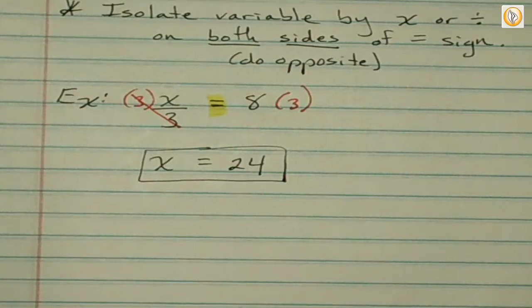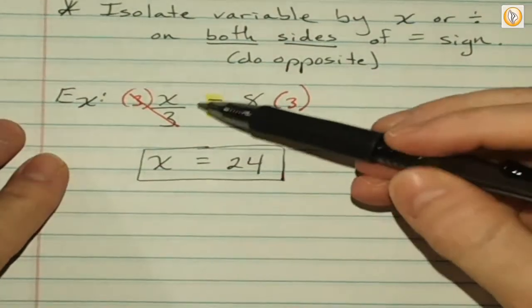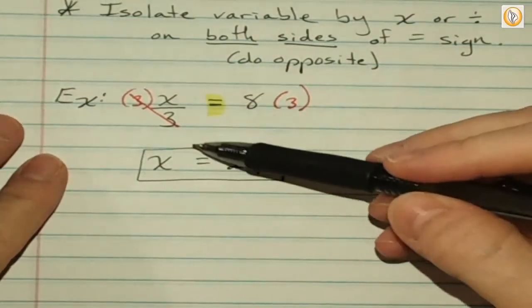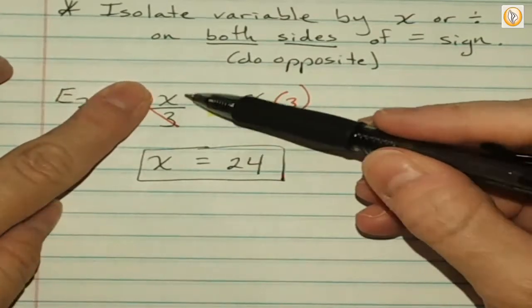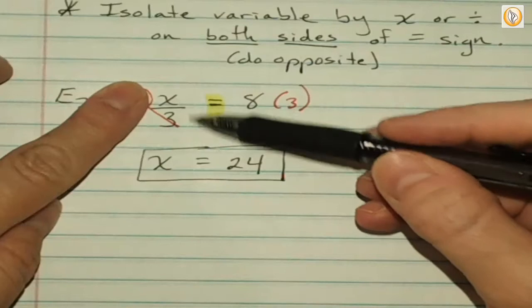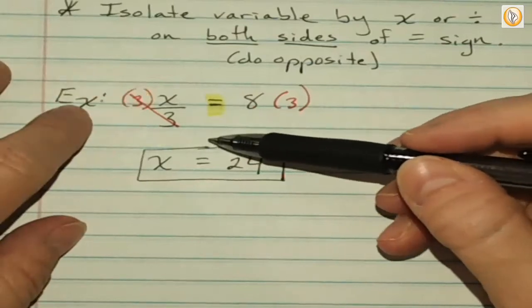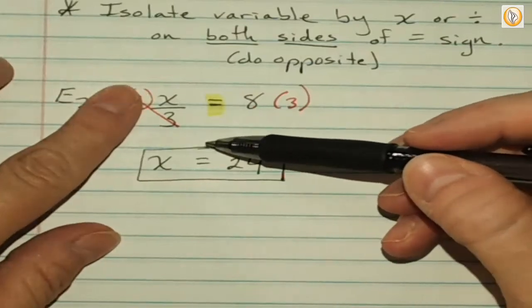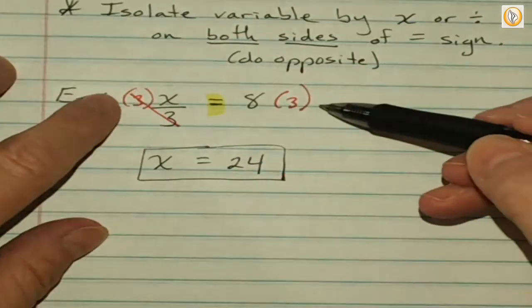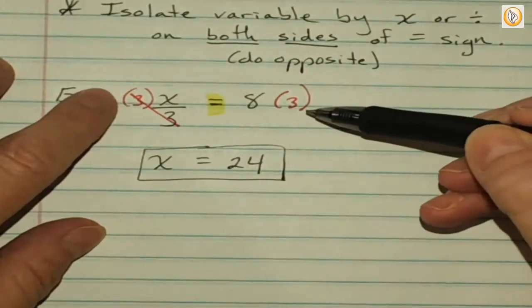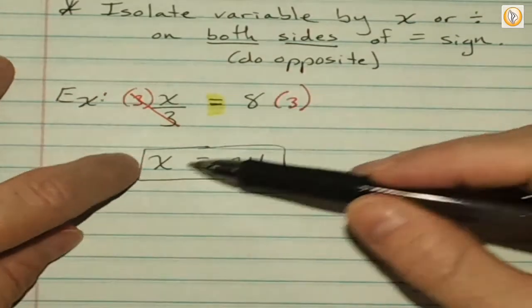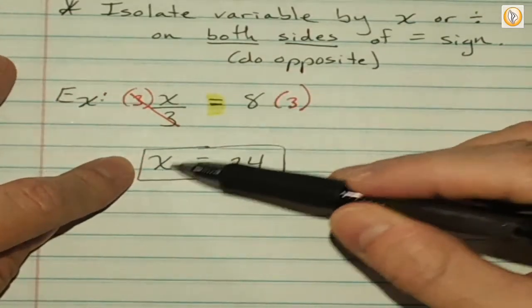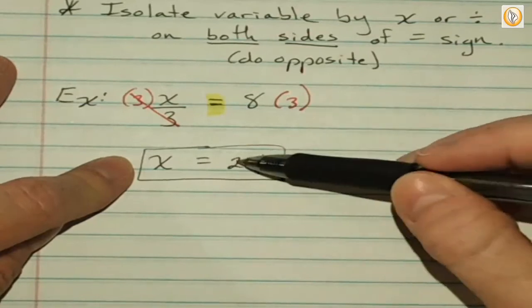Okay. Now, let's look at this again. Does anyone have questions as to what we did? Whenever it looks like it's just a fraction, that means division. So the opposite of dividing is multiplying. So we're multiplying both sides by 3 because that will eliminate the 3. And you have isolated the variable. And 8 times 3 is 24.